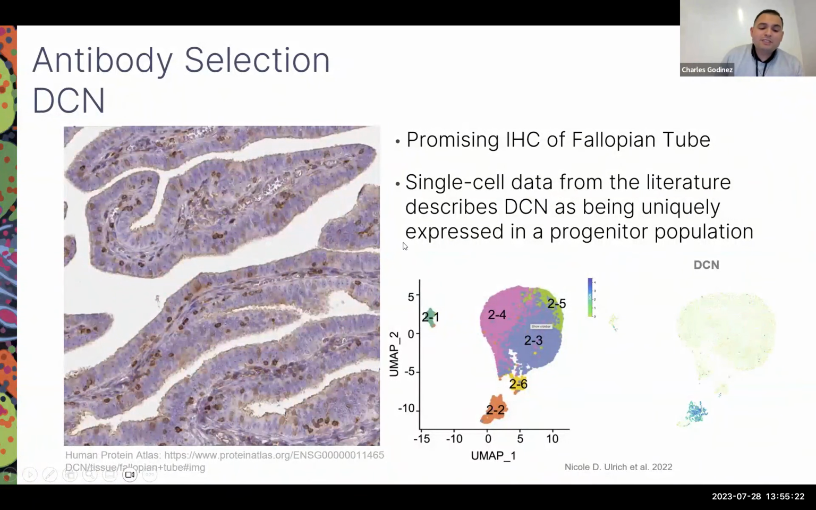The third antibody we selected was decorin. On the IHC image on the left, the brown stains correspond with basally located progenitor cells. And again, the HuBMAP plot here in the bottom right shows decorin is primarily expressed in cluster 2,2, which is a progenitor population.